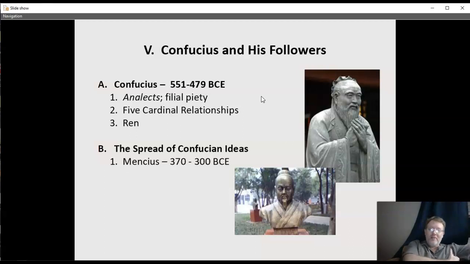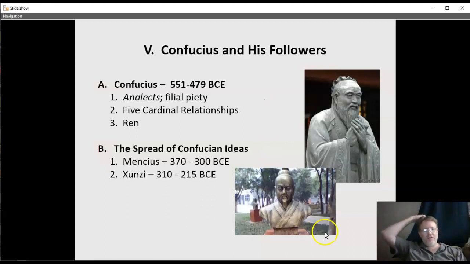So he makes it very clear that it's all the ruler's fault, for good or bad. Very interesting kind of stuff. Now, Zunzi took it a little different. Zunzi saw it a little different.